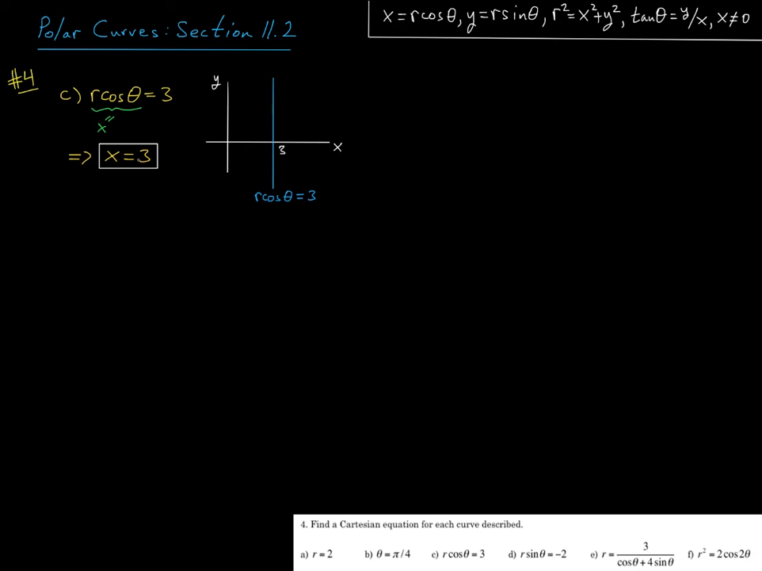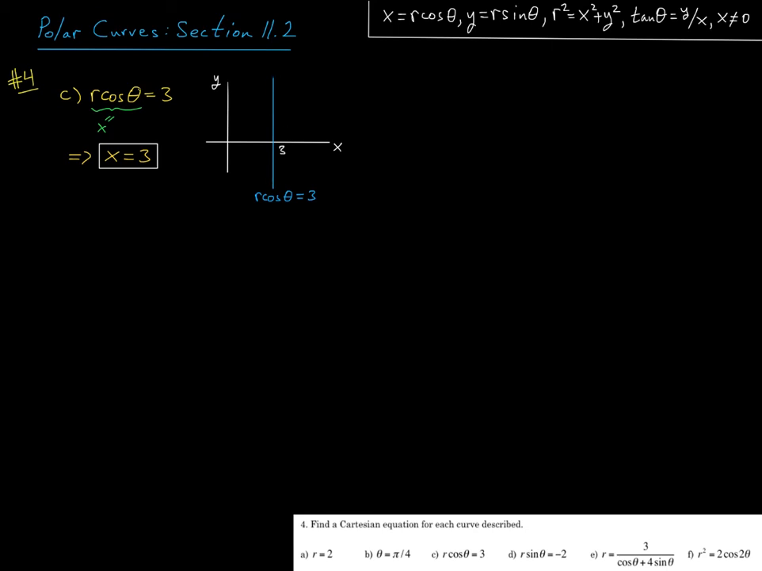And so we arrive at the rather simple Cartesian equation, x is equal to 3. Okay, so in this case, it's the Cartesian equation which is the simpler one. And that's not really surprising given that this is just a vertical line.